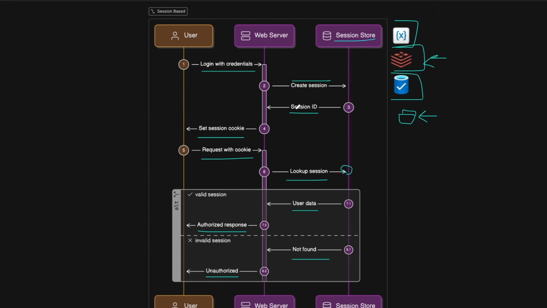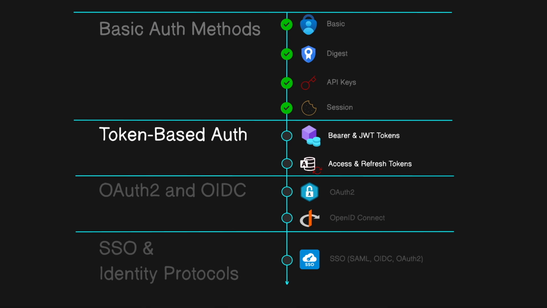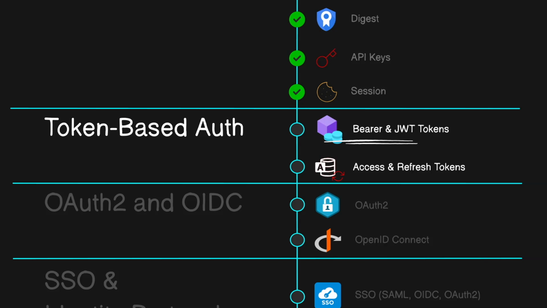One challenge with session-based authentication is that it is stateful, which means that the server must remember the sessions. We need to have some sort of session storage here. And it works great for traditional web apps, but cannot scale as easily for APIs or distributed systems. Now let's look at token-based authentication. We'll cover bearer authentication, JWT tokens, access and refresh tokens, and how this compares to session-based authentication.